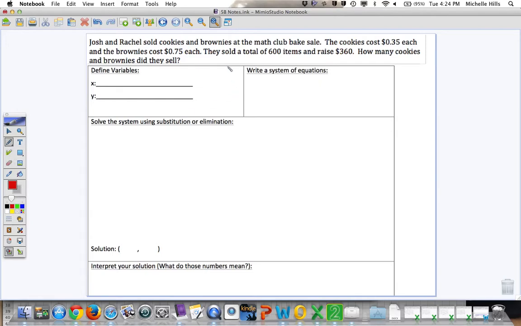So I look for the two things they asked me to find. Those are my two variables. How many cookies and brownies did they sell? So in this case, it's how many again. So number of cookies and number of brownies. I'm going to start my answer down here. They said, how many did they sell? They sold blank cookies. I'll leave myself room to write that in a minute after I find it. And blank brownies, and I'll fill in the blanks once I know those answers.